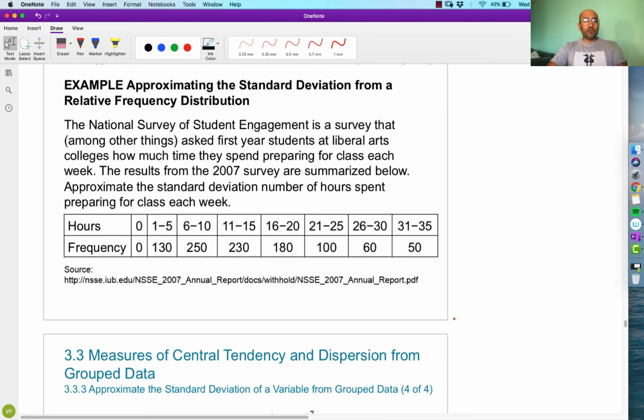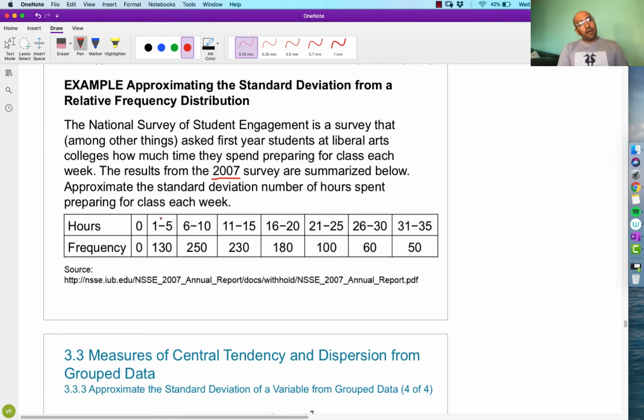The National Survey for Student Engagement is a survey that, among other things, asks first-year students at liberal arts colleges how much time they spend preparing for class each week? Okay, so these are tragically terrible numbers here. So this is in 2007. I think this is real data, so there is cause to be quite sad.